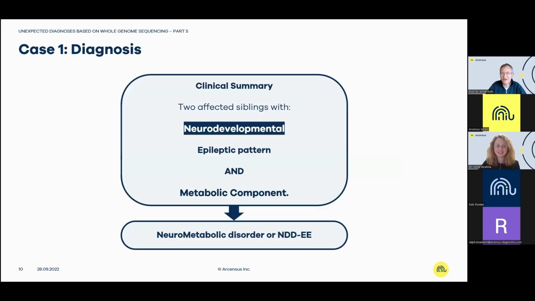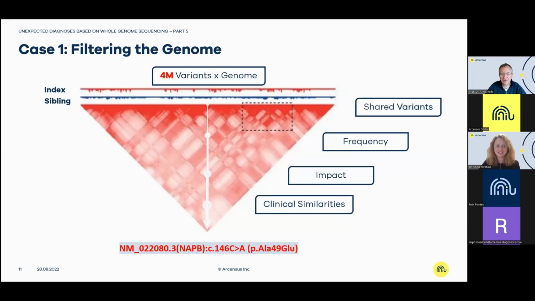So the first thing we always do is that the clinical colleagues try to extract the important information we are receiving. Because sometimes, and you will see this in my second case, it's very detailed and partially confusing information that is just handed over by our clinical colleagues. So here it was simple, because on the one side, there is the neurodevelopmental problem we have seen, plus the epileptic pattern and the metabolic component based on the hyperammonemia. So if you categorize it, it could be either a neurometabolic disorder or neurodevelopmental delay with epileptic encephalopathy.